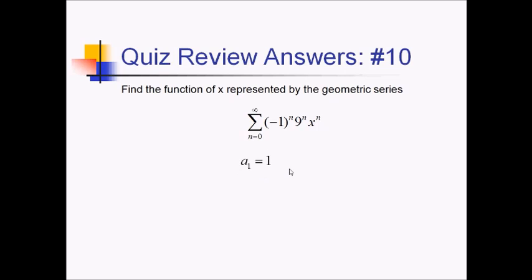For the r value, we're just looking at whatever is being multiplied by itself over and over again. There's actually 3 things here being multiplied by themselves, so we can put these all together and write -9x as the r value. And now let's use this formula, s equals a1 over 1 minus r. So we can just write then f of x equals 1 over 1 plus 9x.